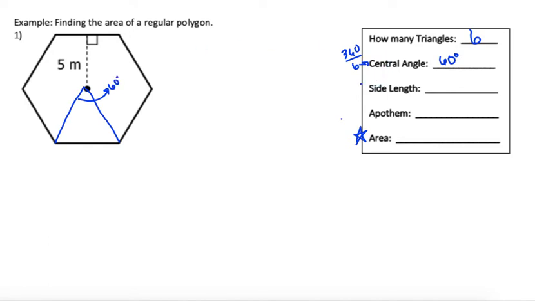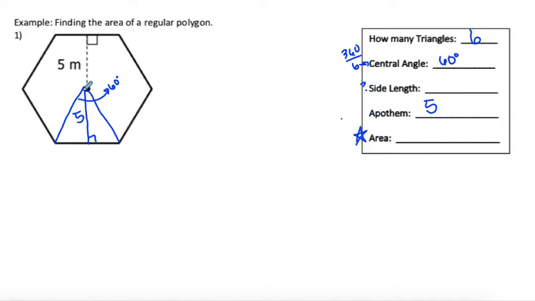Side length, I don't know what that is. It's not given to me in the picture, but I need it to find area. What they did give us is the apothem. So we still know that this is 5. All right, so how do we find our side length? Because we need these two in order to find the area.